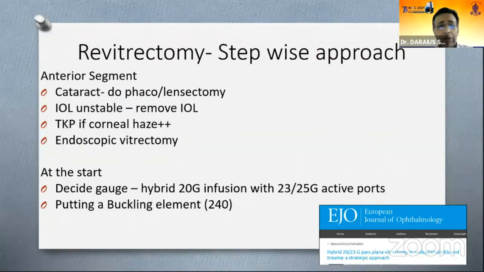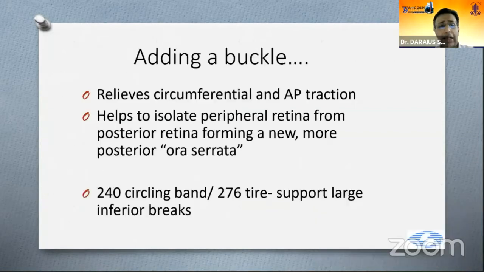If there's a cataract, like Dr. Diraj also mentioned, to get rid of it, it may require a phaco, or you may need a lensectomy. If the IOL is not stable, especially in cases with a lot of anterior proliferation, you may need to remove the IOL. You may need to use a temporary keratoprosthesis if there's a corneal haze, or do endoscopic vitrectomy. Decide the gauge and decide about putting a buckling element.